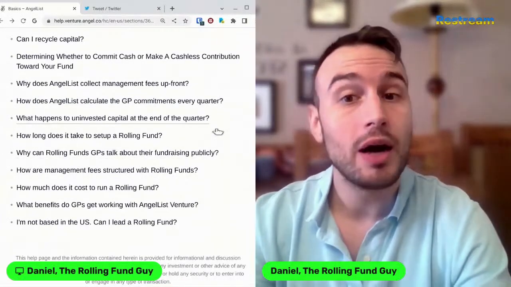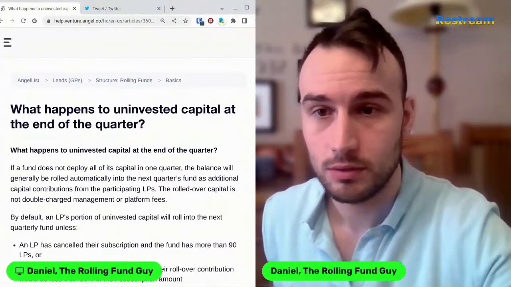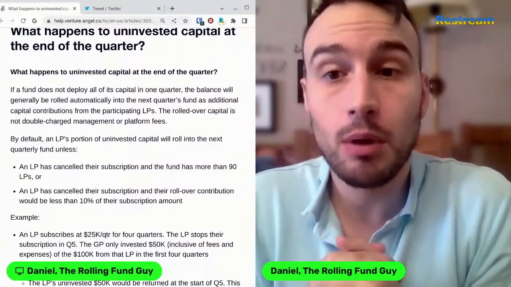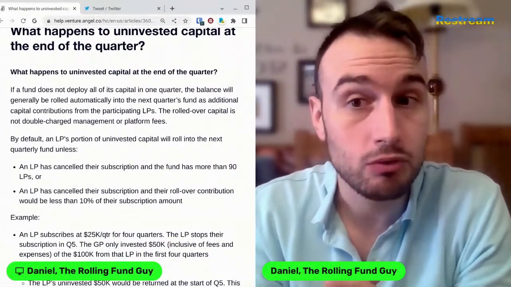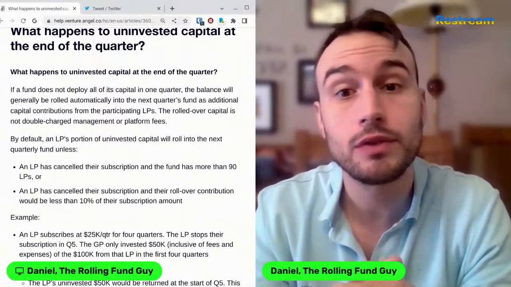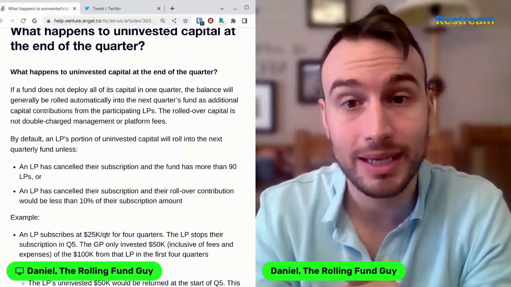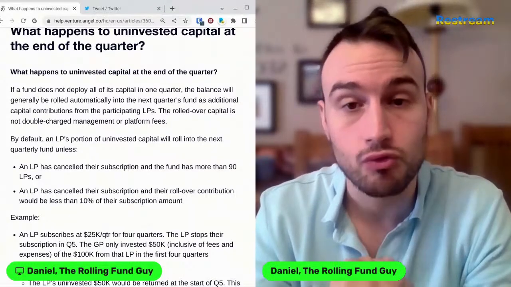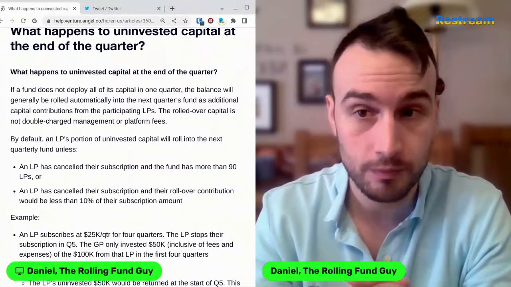What happens to uninvested capital at the end of each quarter? If a fund does not deploy all of its capital in one quarter, the balance will generally be rolled automatically into the next fund's quarter as additional capital contributions from the participating LPs. The rolled over capital is not double charged management fees or platform fees.